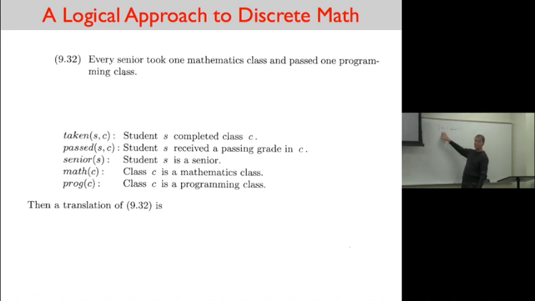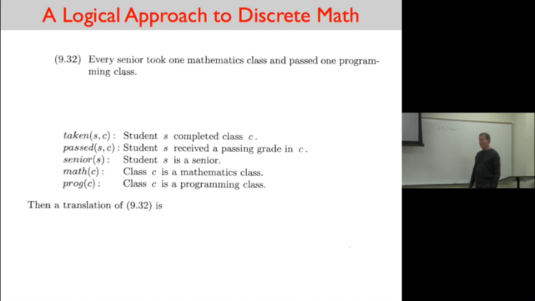Because we already have this for all S, taken S comma math dot C. Close parentheses. Wait, but what is C? Where did the C come from? Oh, it's a free variable. No, because this doesn't say, no, it says a mathematics class. C is not a free variable. C should not, there has to what?